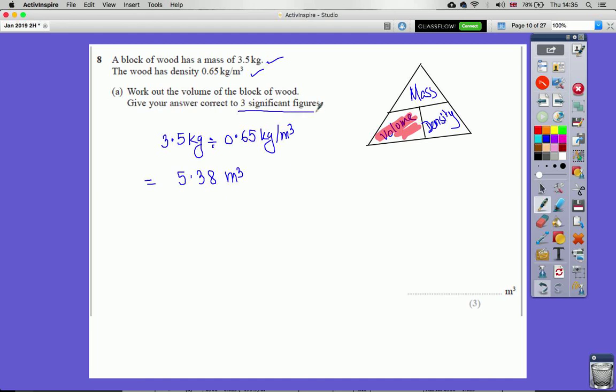Correct to three significant figures, right? So the answer is going to be 5.38 meter cubed.